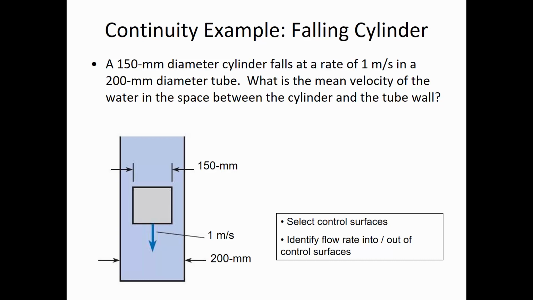This is a head scratcher trying to figure out where to put the control surfaces, and just as a hint, a good spot to put them is where things are moving. The real control surfaces that dictate what's happening in the system is where is something flowing in and where is something flowing out. All right, I'm going to give you a minute to think about this and discuss it with your classmates, and we'll see if we can find the velocity of the water in the side space.